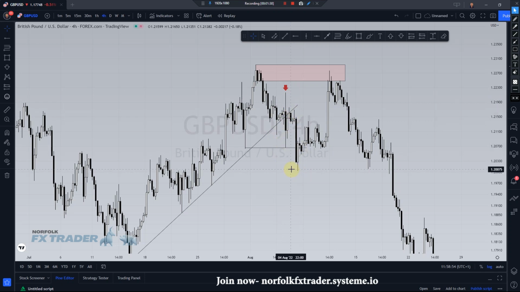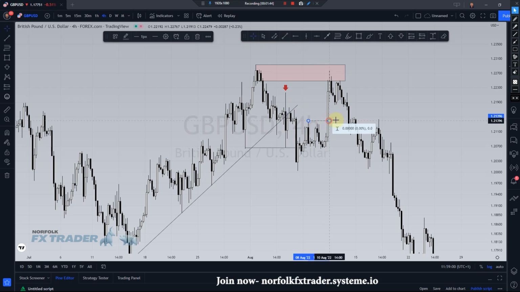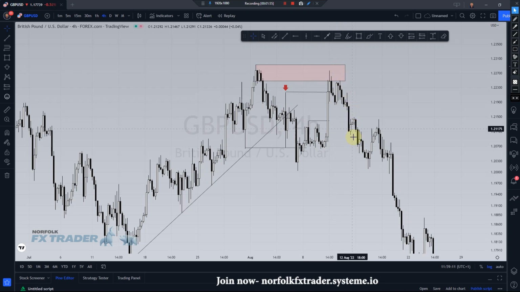Now what also happens here is we see the manipulation phase, where we see these lows in the market. We get a big run through the high of this previous candle, and then straight afterwards we go into this area of supply and we see the drop back away, breaking this structure.